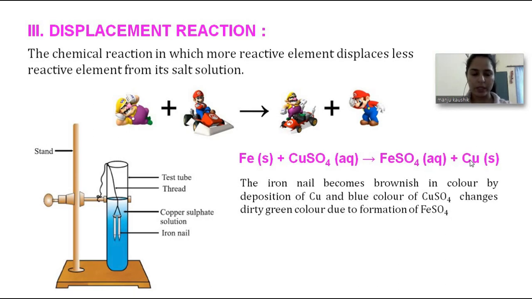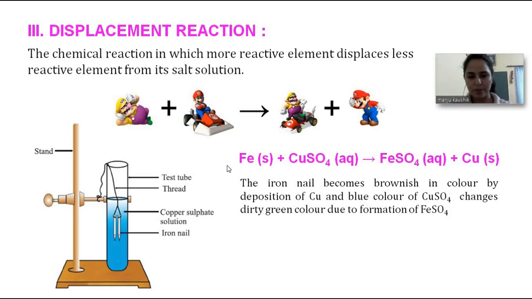possible. If we take copper and add it to iron sulfate, it will not be able to displace iron from its salt solution, because copper is less reactive as compared to iron.